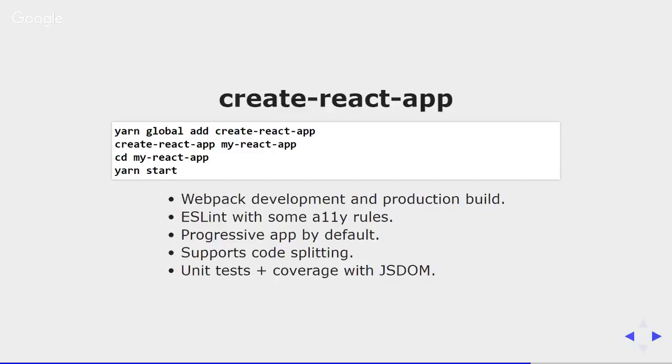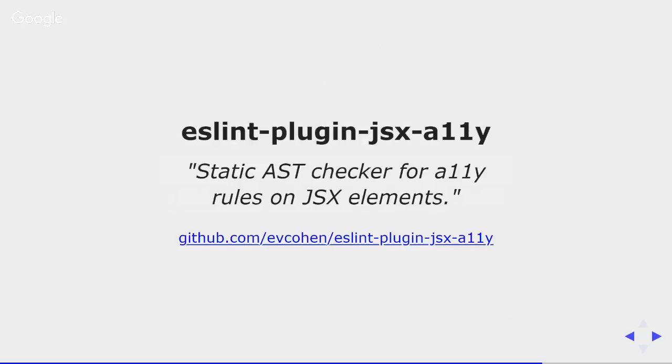and it also provides you already with some accessibility goodness, and that comes in the form of a plugin for ESLint, and it's called ESLint plugin JSX A11Y. Now, ESLint is a linting program that we use to check our ES6 JavaScript code for errors. It's configurable, and what this plugin does, it adds some accessibility goodness to ESLint that is not there out of the box. And on the website, it's called a static abstract syntax tree checker for accessibility rules on JSX elements.